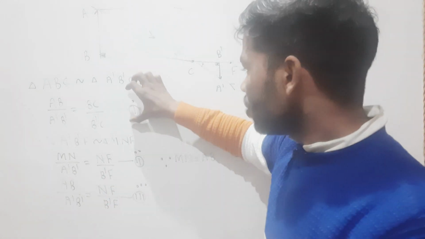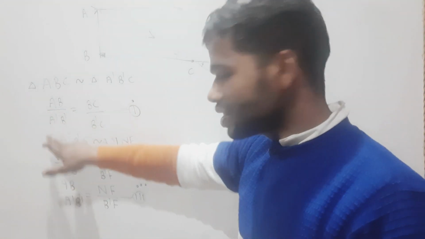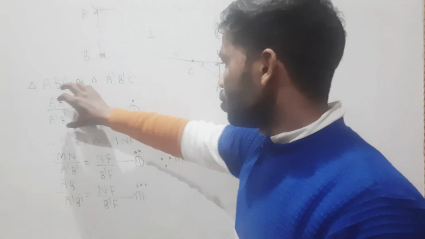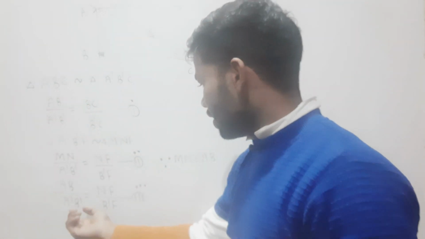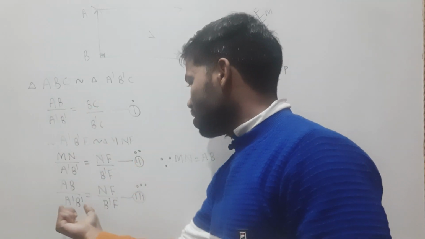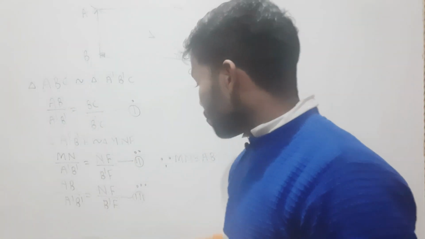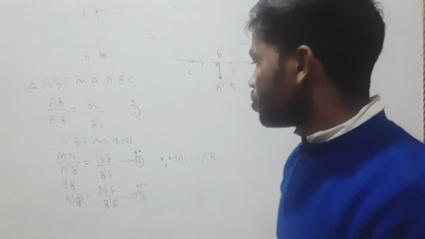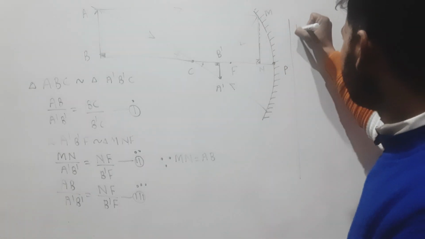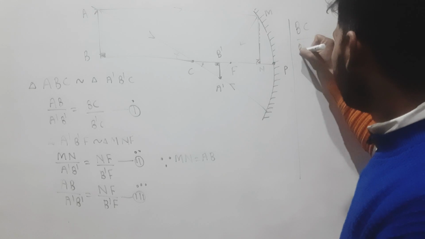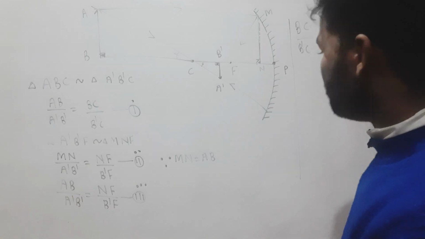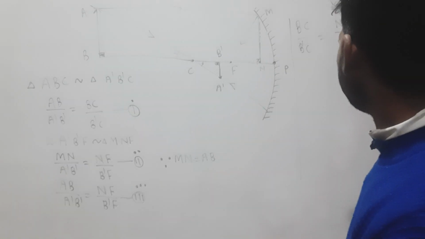So we can put the value of AB by A dash B dash in equation third, because BC by B dash C is equal to AB by A dash B dash. Here AB by A dash B dash is equal to BC. If this is equal to this, and this is equal to that, then this is equal to that. So we can see BC by B dash C is equal to NF by B dash F.